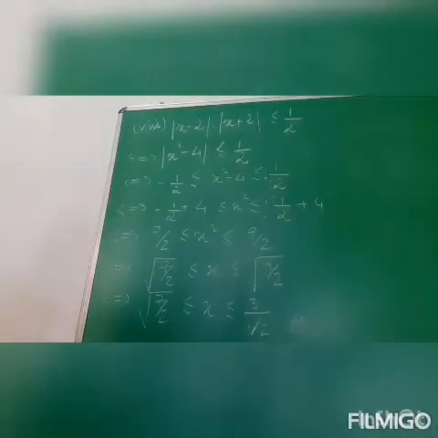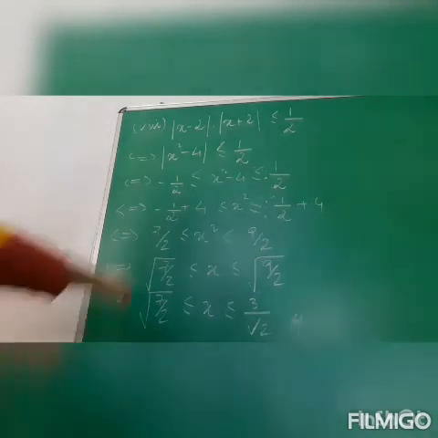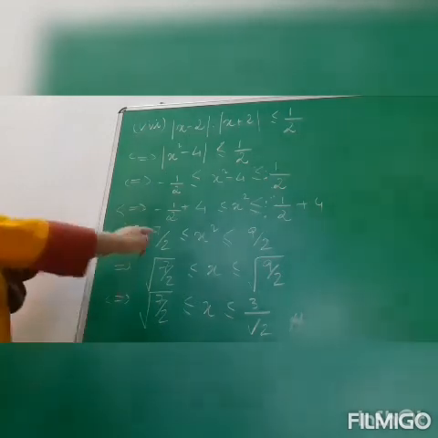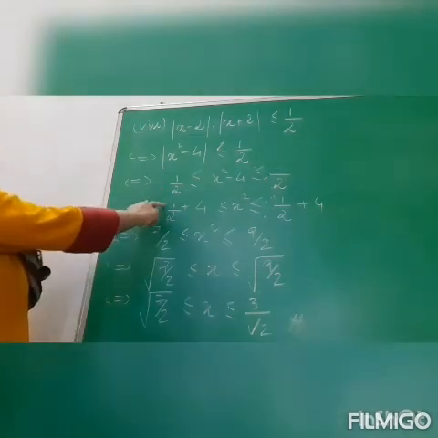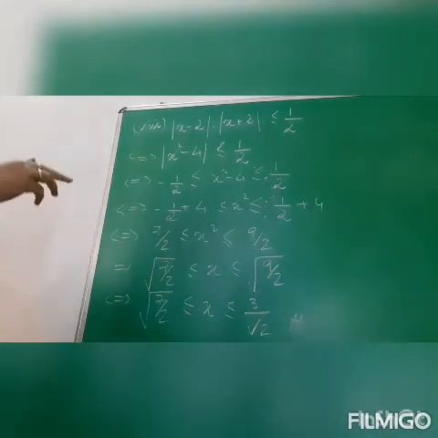Okay. Now see question number 8. Mod of x minus 2 into x plus 2, mod of x plus 2 is less than equal to half. So this we can write as x square minus 4 is less than equal to half. So now we can write like this, minus half plus 4 is less than equal to x square, which is less than equal to half plus 4.